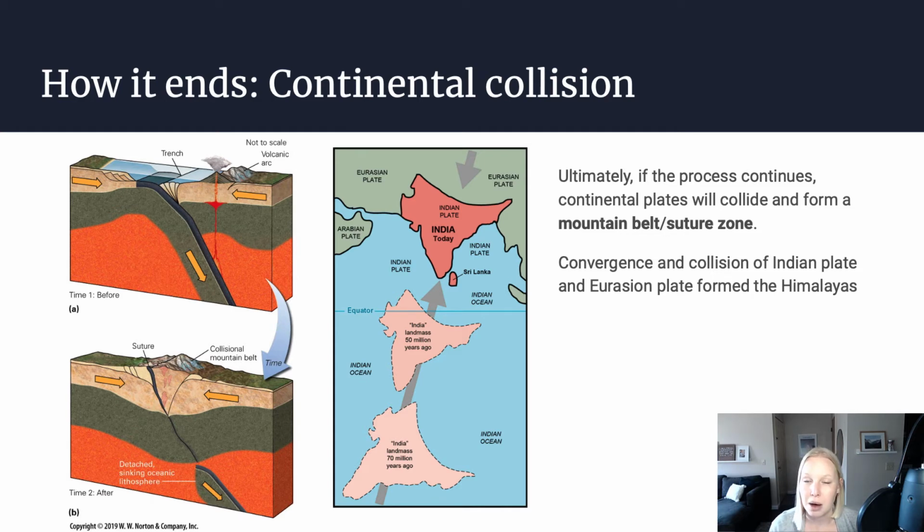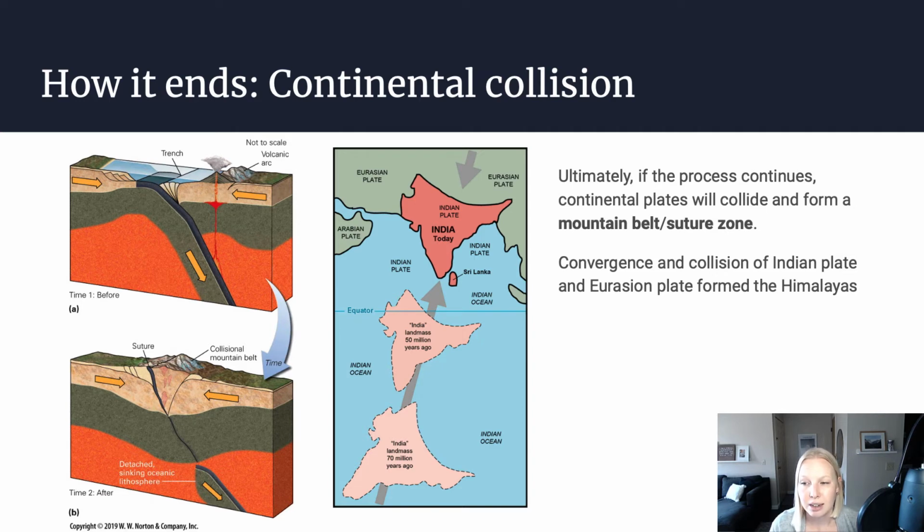It would form a mountain belt because now you have two very buoyant crusts that are competing. And so this is how we get mountain building. And we would call this a suture zone, so the suturing, or sort of the collision, between two different continents.